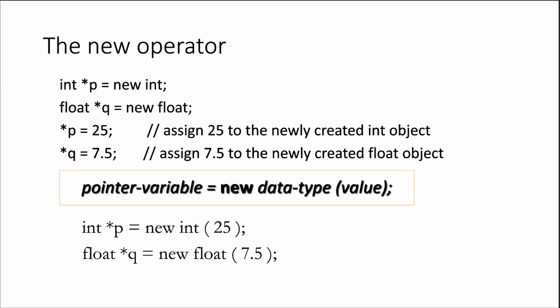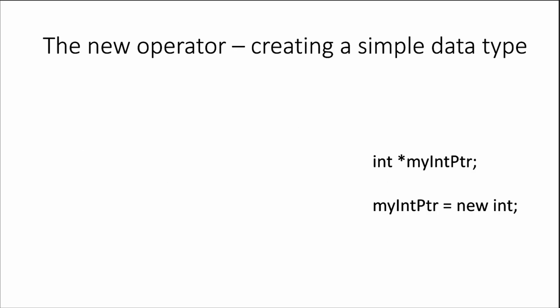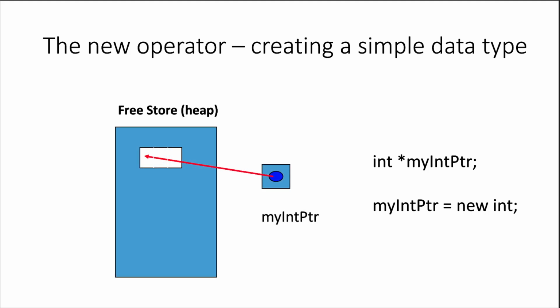I can even use this kind of initialization, sorry, not allocation, initialization. New int of 25, new float of 7.5. This is also the alternate method of using the new operator for initializing. So all these examples are still of the basic data type. You can even do it with classes also, right?